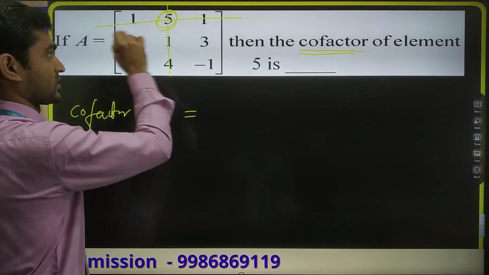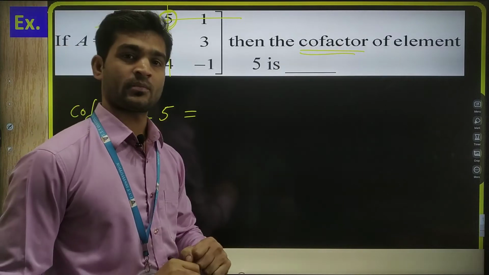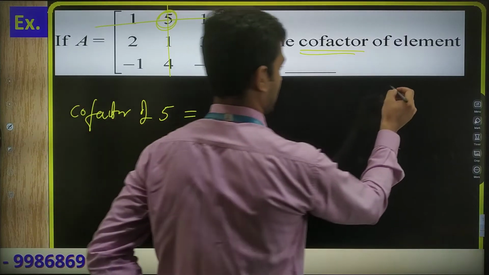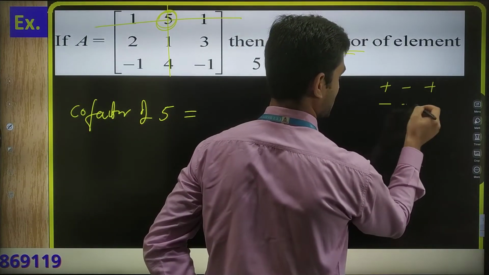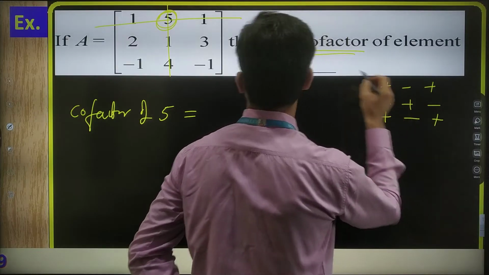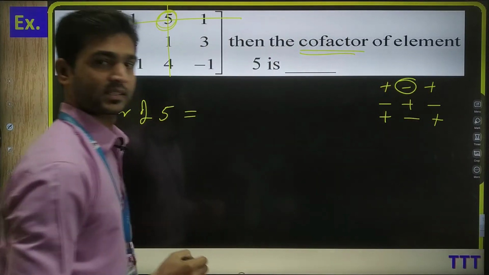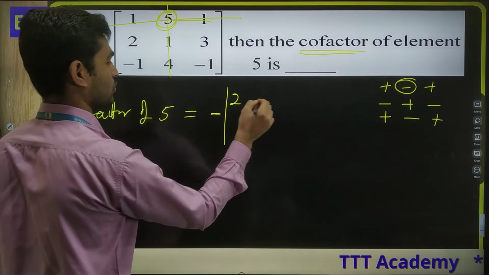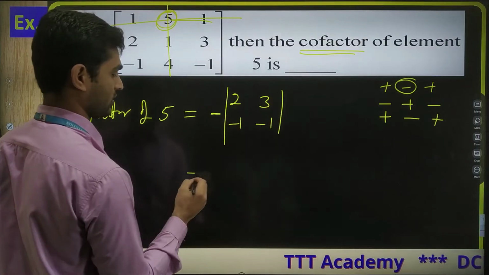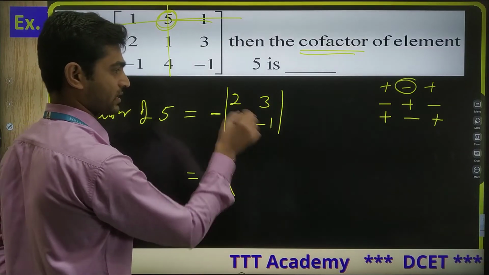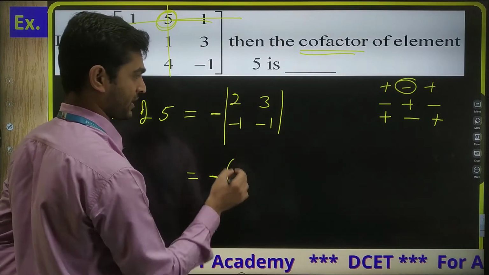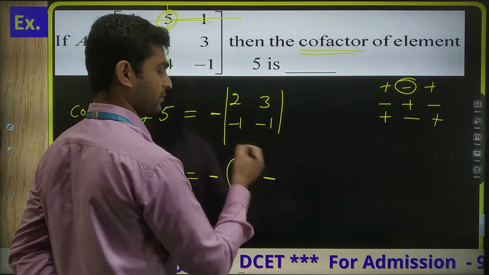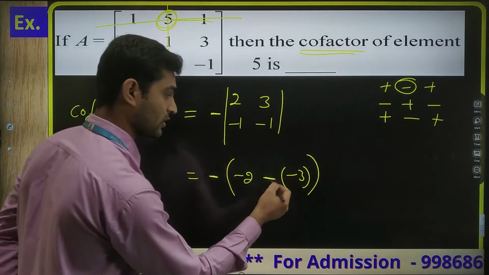If you cancel first row, second column, since we are writing cofactor, we need to consider the sign. The signs are plus minus plus, minus plus minus, plus minus plus. See, the 5 is in here, that means minus. So consider minus here. Then if you cancel first row, second column, that is 2 3 minus 1 minus 1. Then minus of, how to simplify this? That is product of first principal diagonal element, 2 into minus 1, minus, minus 1 into 3, that is minus 3.